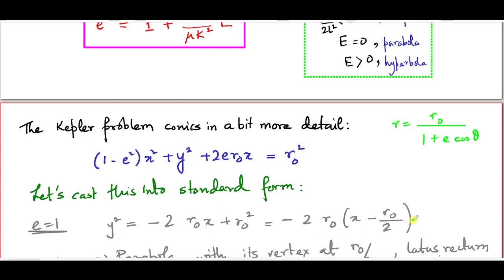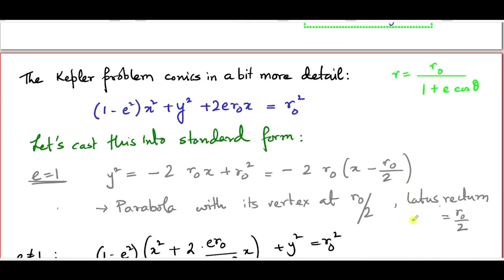Now it's obvious from this form that this expression is symmetric about the x-axis. Changing y to minus y does not change the curve. Here it's also easy to see that x can only be less than r0 by 2, can never go beyond that, because otherwise y square would have become negative. And this means that you have a parabola with its vertex at r0 by 2. The width of the parabola, which is described by a quantity called the latus rectum, is actually 1/4 of this constant sitting here, so that also happens to be r0 by 2. So the quantity r0 sets the scale for this whole parabola.